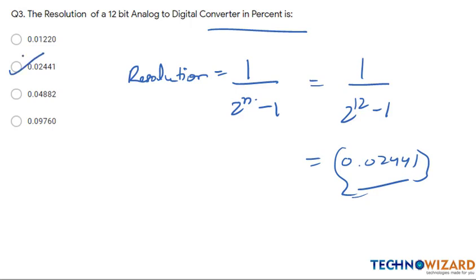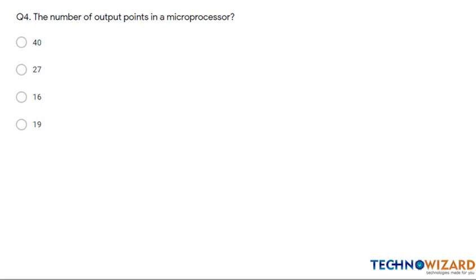Now question number 4. Question number 4 is the number of output pins in a microprocessor. In the answer key, the answer is wrong. I have given the answer as 40, because 40 is the total number of pins, but the question has asked for the number of output pins. Total number of output pins is 27. Therefore option B is the correct answer here.